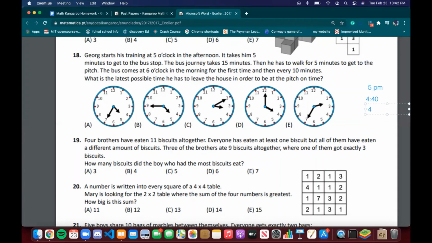And then he leaves at 4:35, which is 5 minutes before 4:40. And so we look on here. 4:35 is answer A. So your answer for 18 would be A.